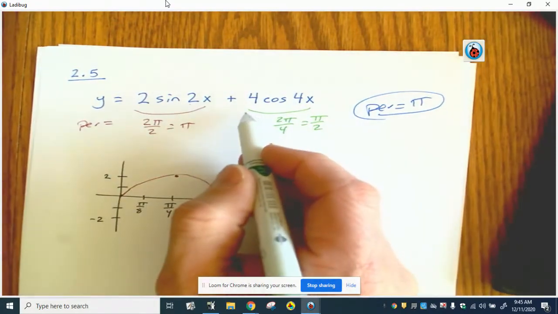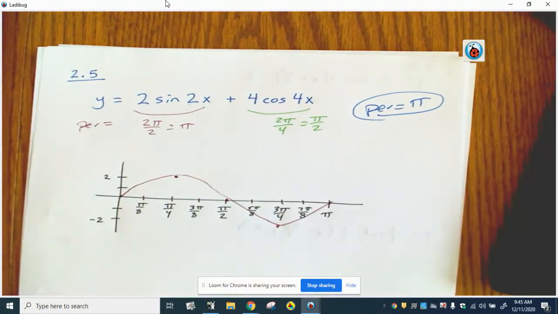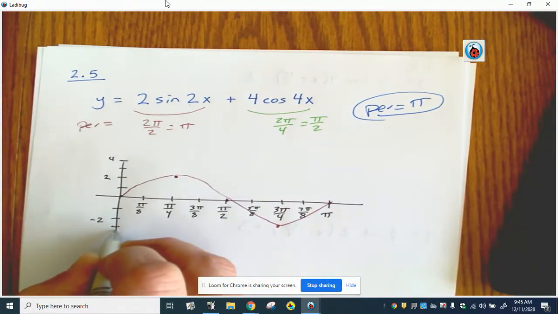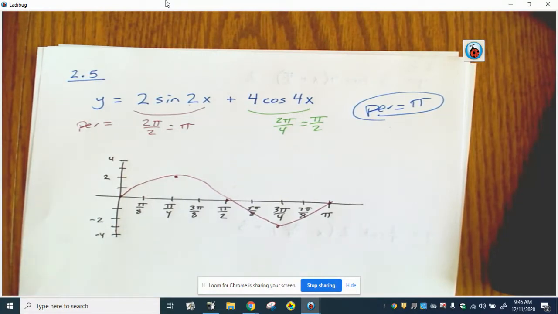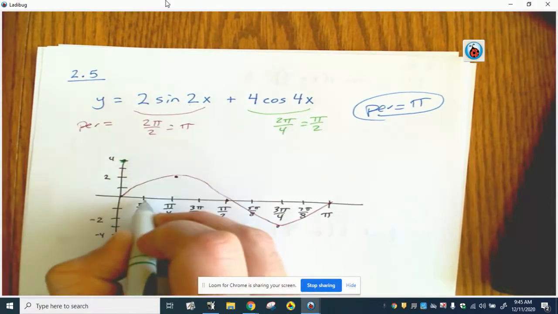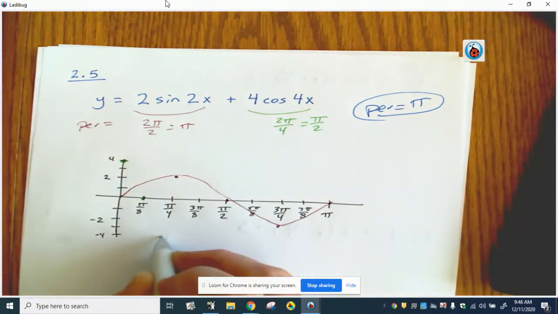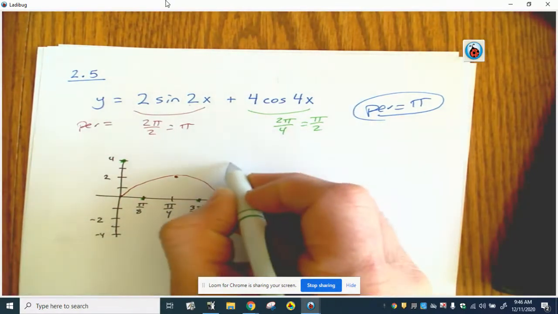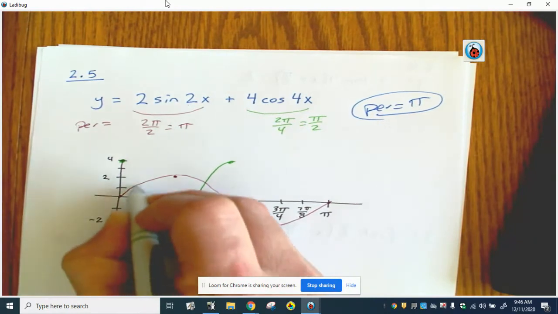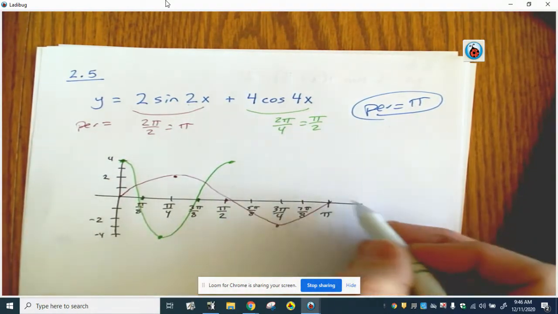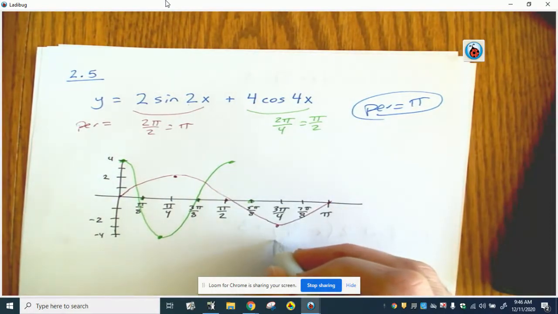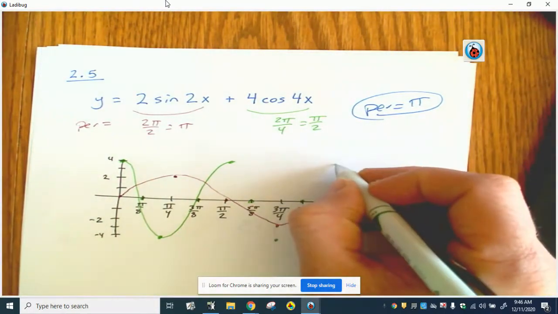Now this one has an amplitude of 4, and it's a cosine curve. So we go up to 1, 2, 3, 4. Okay, and then we can draw that curve. We start at our peak, and then we go midline, bottom peak, midline, top peak. And then we're going to have to keep on going because we have to get them to match. So peak, midline, bottom peak, midline, top peak.